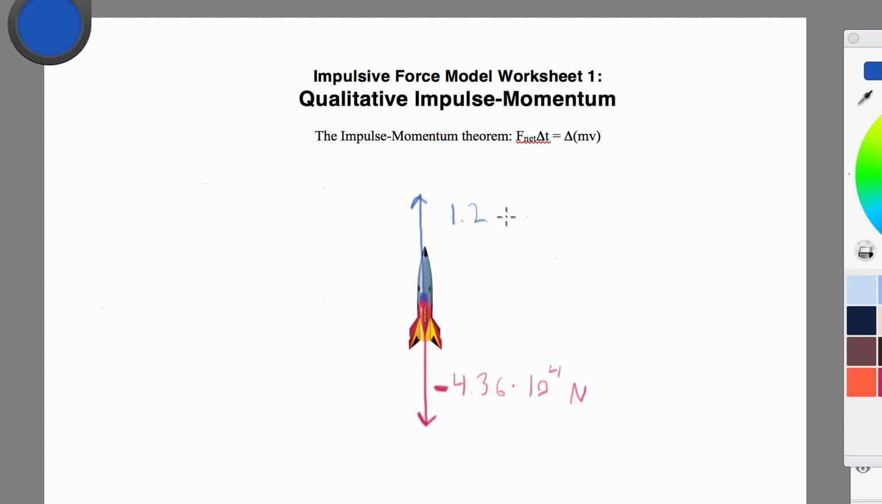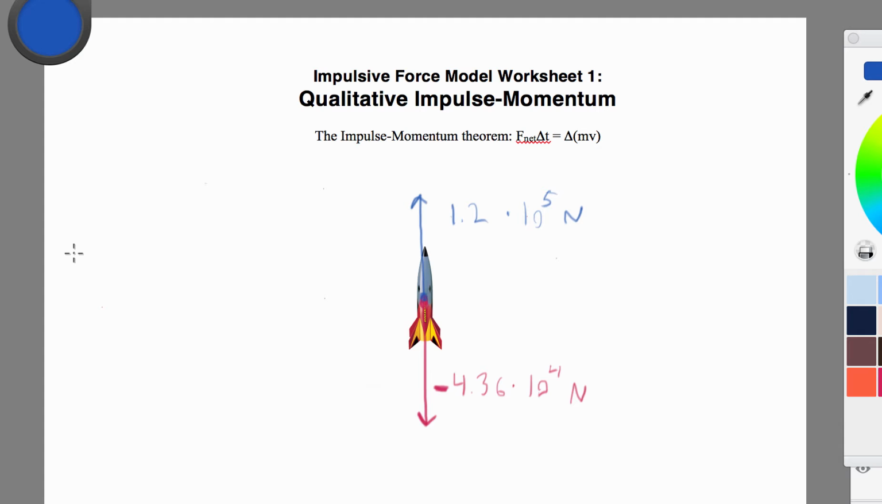1.2 times 10 to the 5th newtons. Now in a force diagram, we have to add all the forces up. It's like tug of war. If you know this number, the rocket's going to go because this number is bigger than this number. That means this force is beating gravity. So we have to add these two things together.